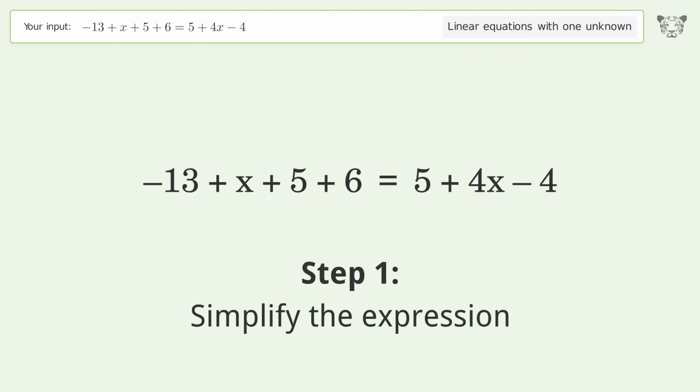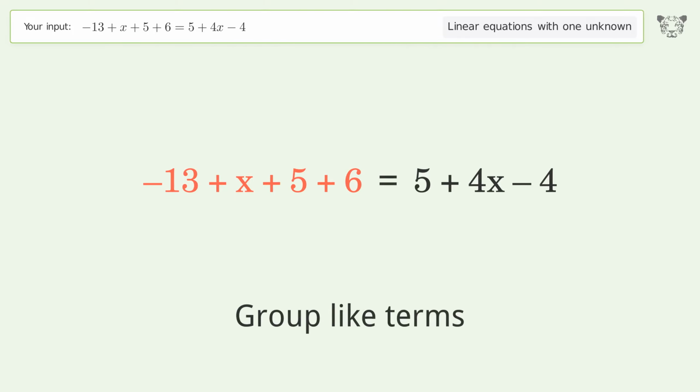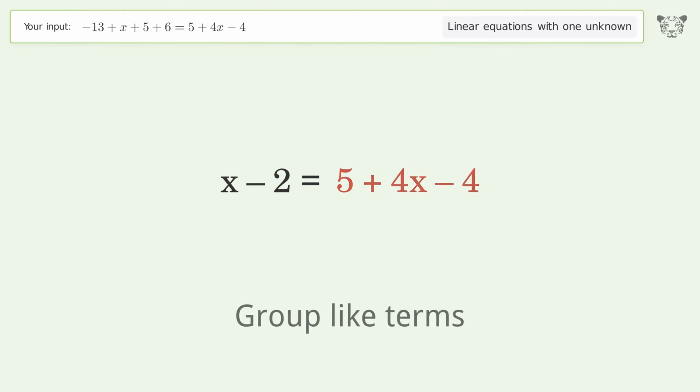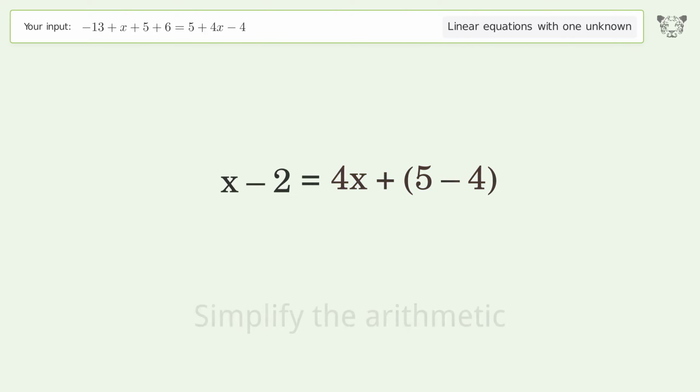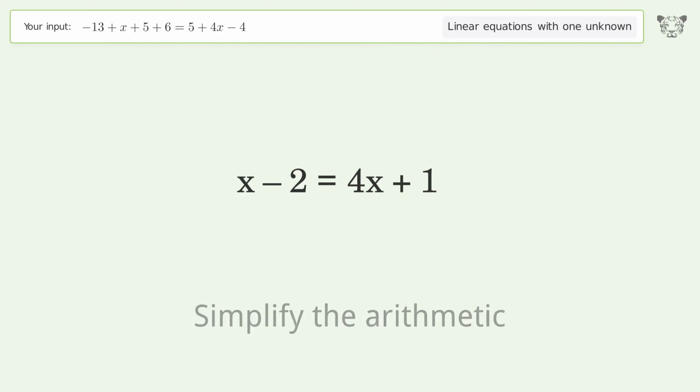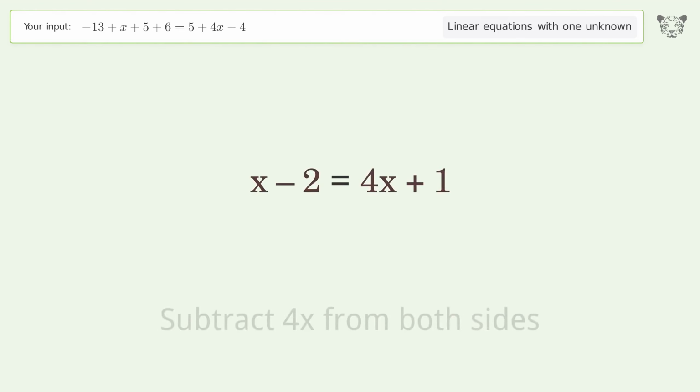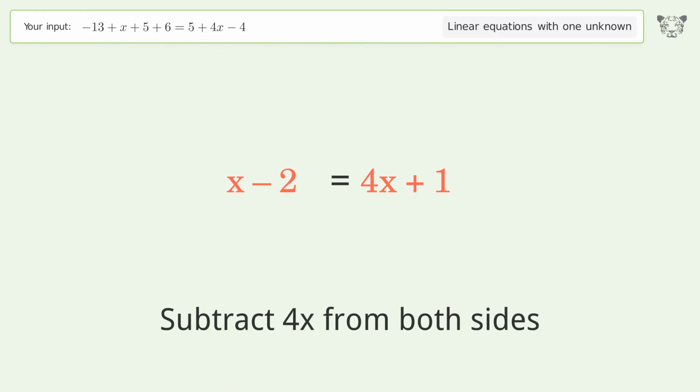Simplify the expression. Group like terms. Simplify the arithmetic. Group like terms. Simplify the arithmetic. Group all x terms on the left side of the equation. Subtract 4x from both sides.